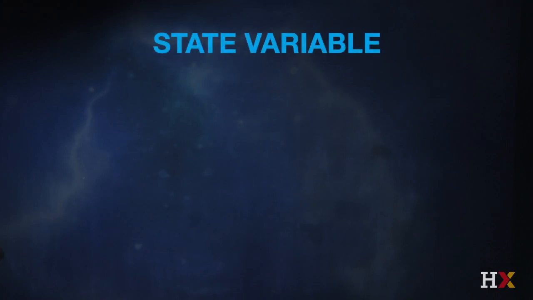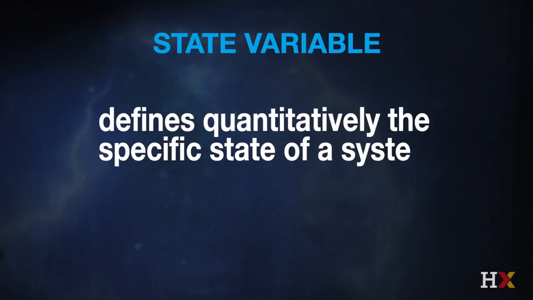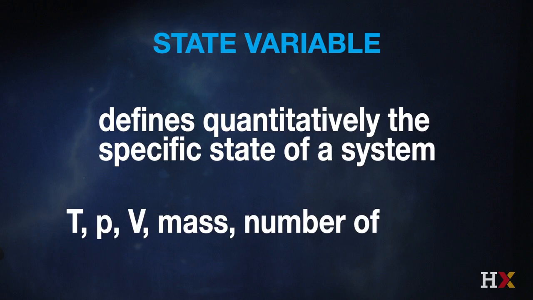Before we move further with thermodynamics, in particular a study of how heat and work interplay in a heat engine, we need to make something very clear that's profoundly helpful when we try to solve problems, and that involves the concept of a state variable. A state variable is a variable that defines quantitatively the specific state of a system. And important examples include temperature, pressure, volume, mass, and the number of moles present in that mixture that we're studying.